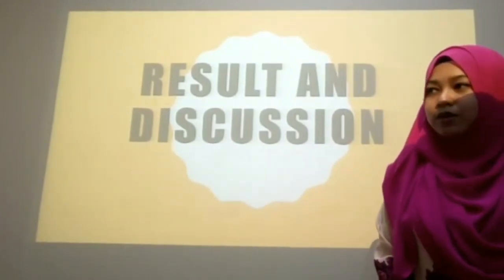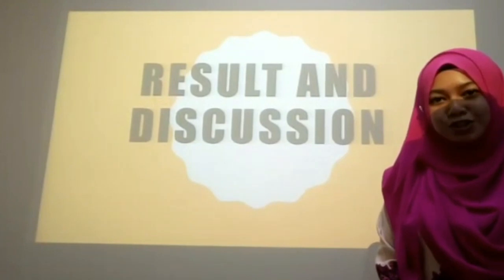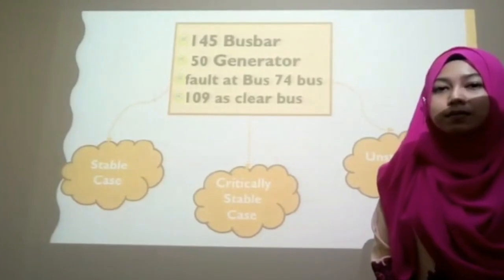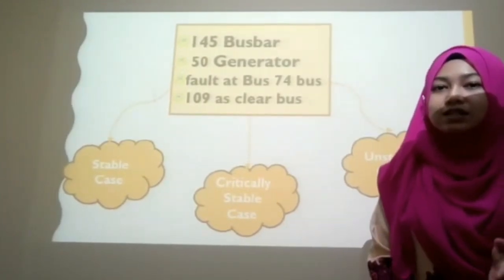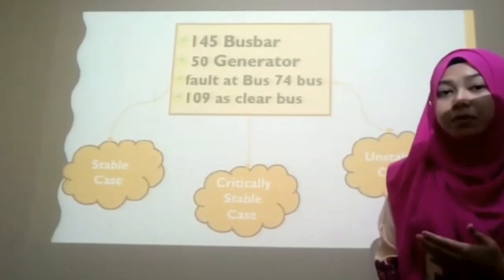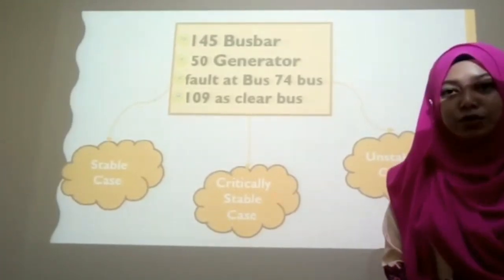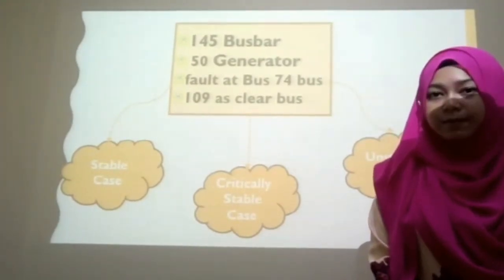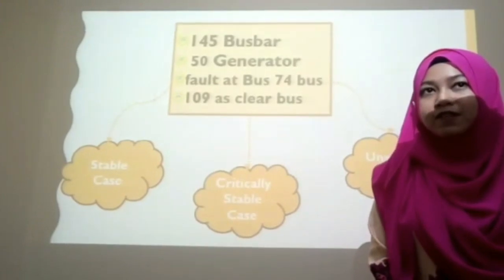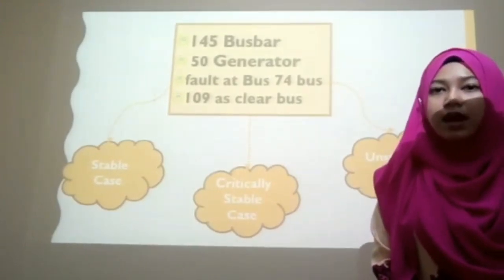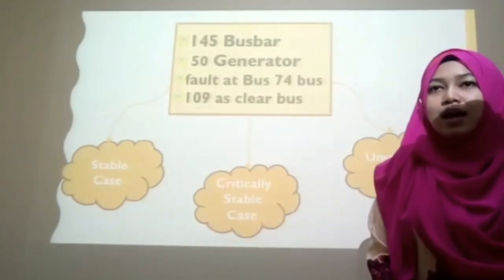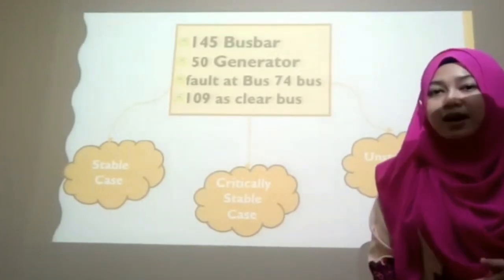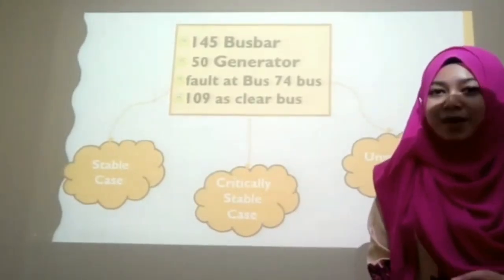CE150240. So I will discuss the result that we get from this project. Firstly, according to the project, the total of the bus test system are 145 bus bar and 50 generators that are being used. The clearing time is set at 0.01 second. For my team, we have decided the non-volted fault at bus 74 acts as the disturbance, and we choose bus 109 as the clear bus.